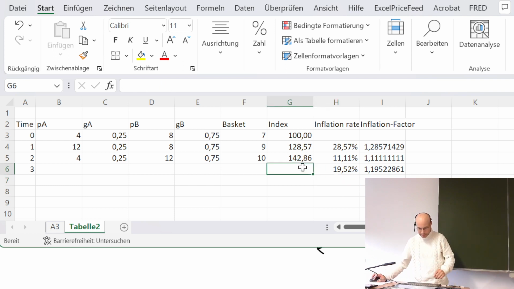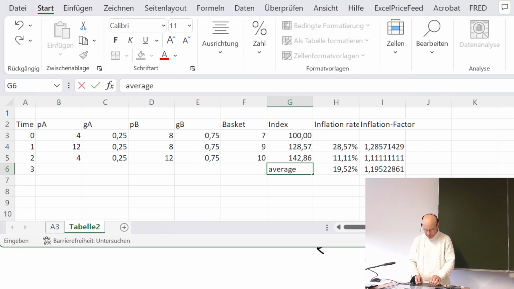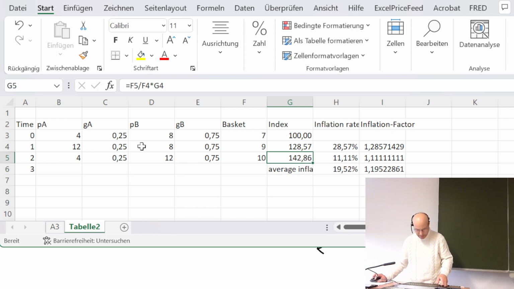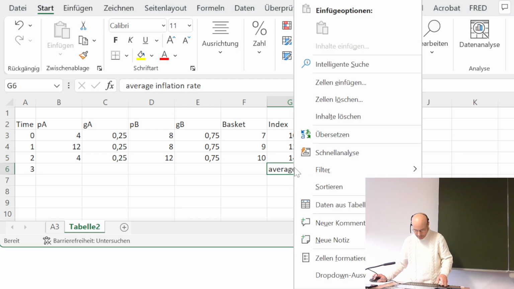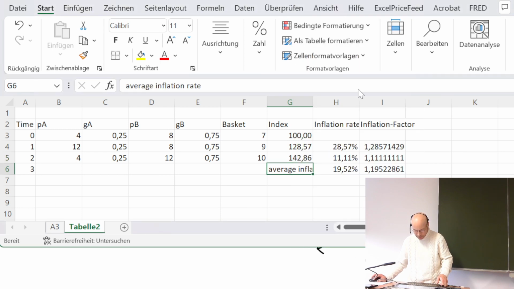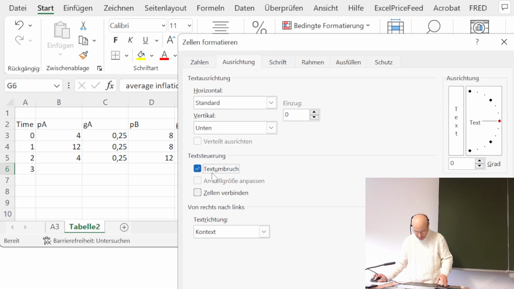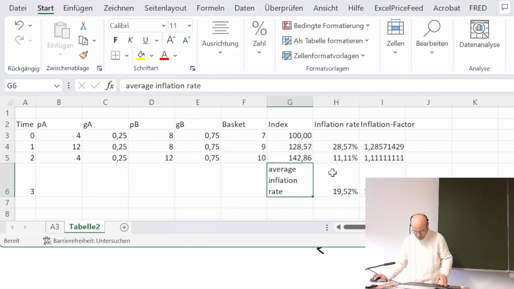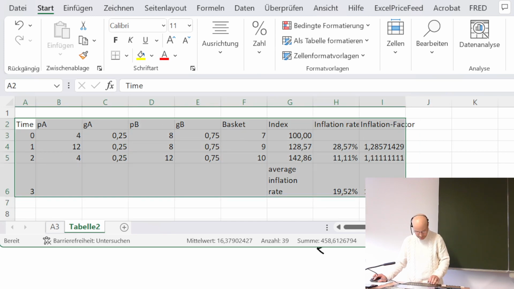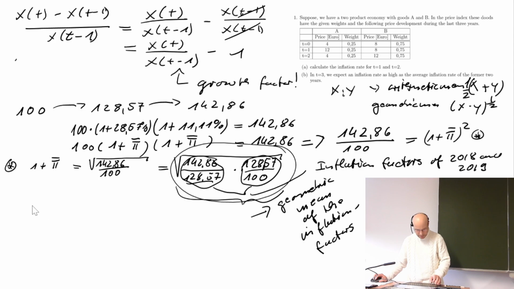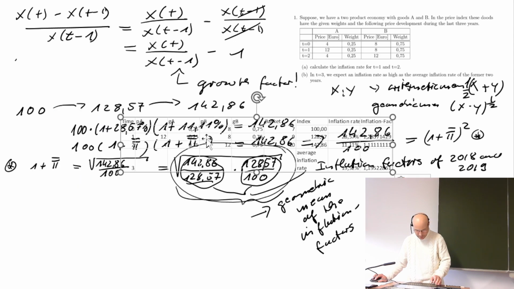Okay, so this is then also the average inflation rate. So when I copy that, you can read it. Okay, so then let's move this also into our spreadsheet.